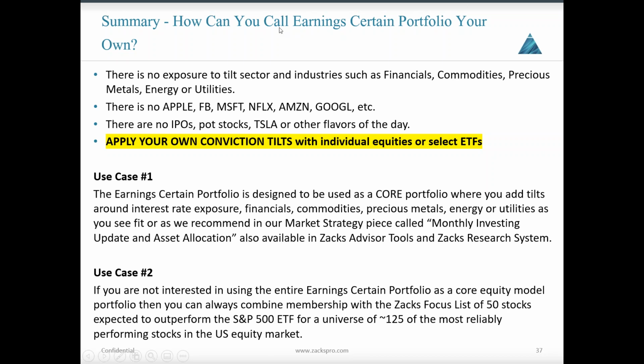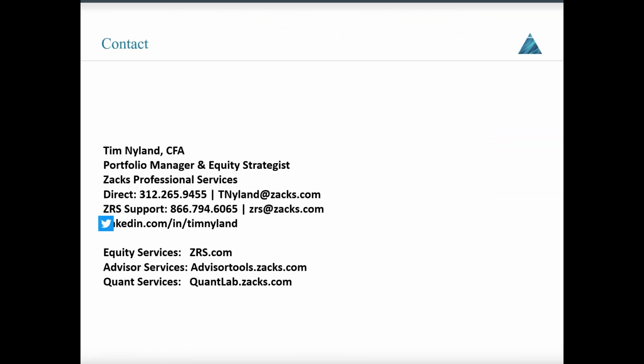Again, if you're interested in the earnings certain portfolio, it has several use cases. I'll just review very quickly. You don't have to take the entire earnings certain portfolio as your core equity portfolio. You can literally just use it as a list. If you combine the names in the earnings certain portfolio with the focus list, you've literally got the cream of the cream, the top 120 or so names in the S&P 500 that are most likely to outperform in any market. So really, really important.